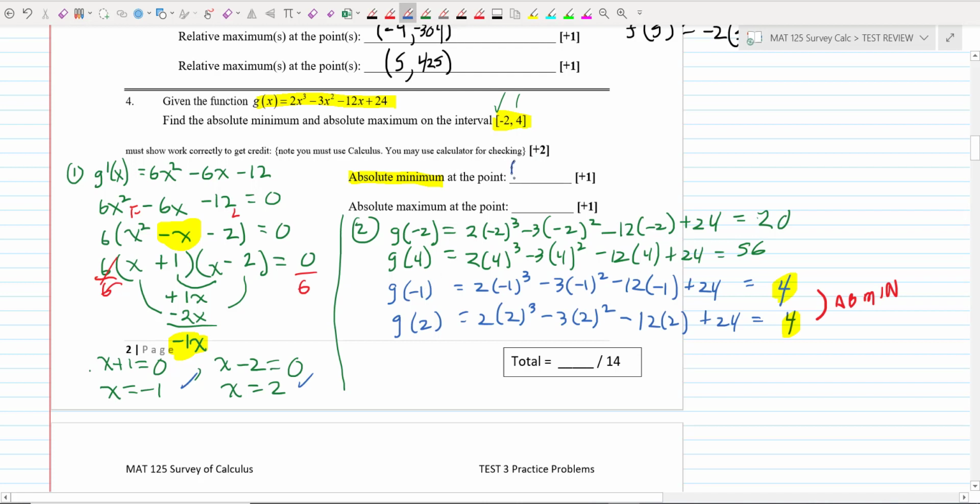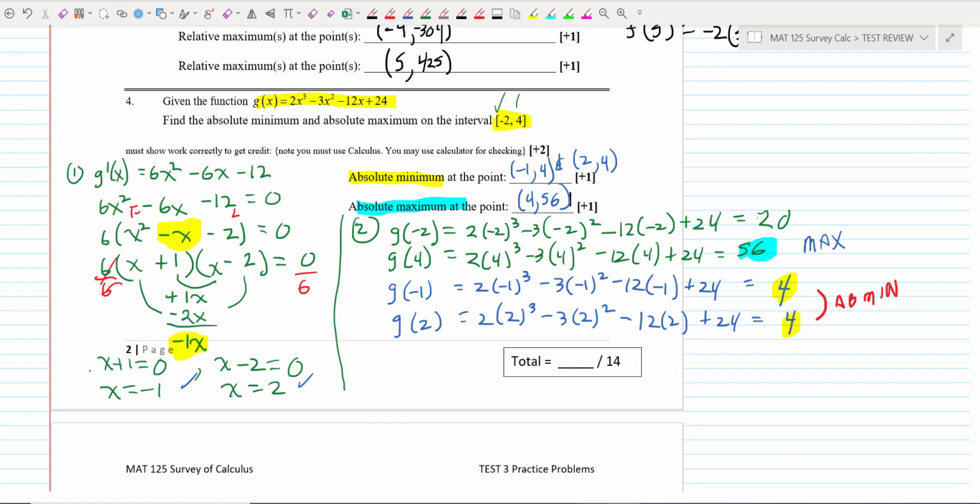You would have -1, 4, and you would also have the point 2, 4. Those would be 2 places where those are the lowest y values you ever hit. Okay. Then we want to do the absolute max. The biggest one looks to be that one, 56. So here's your max. That would occur at the point 4, 56. Okay, so we've got the answer of the problem.